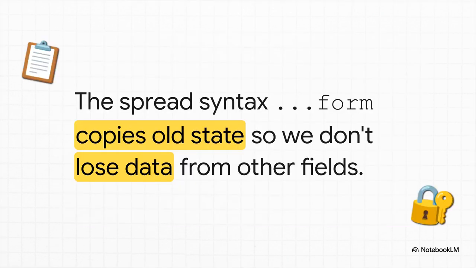But hold on, there is one more crucial ingredient: the secret sauce. When you update state in React, you replace the old state completely. So if we only updated the email field, the name we typed in earlier would just vanish. To fix that, we use the spread syntax, those 3 little dots, to first make a copy of the entire old state object, and then we overwrite just the one field that changed. It's our safety net to make sure we never lose data.